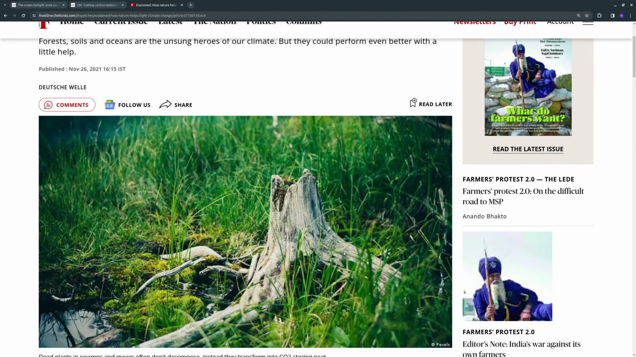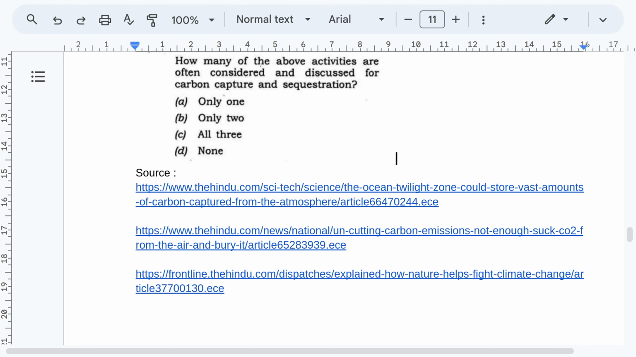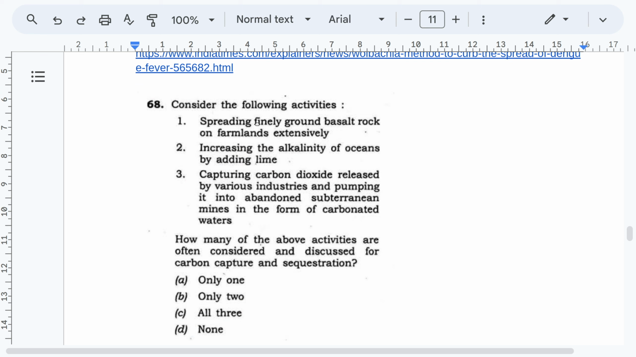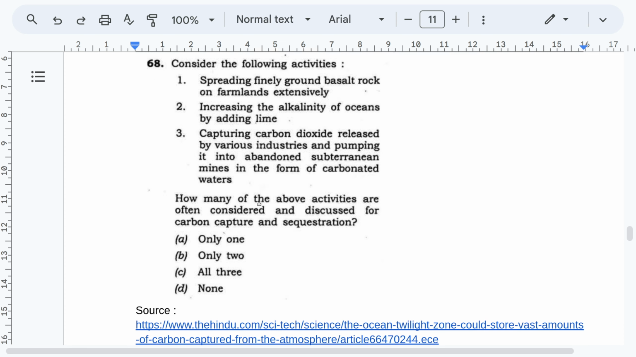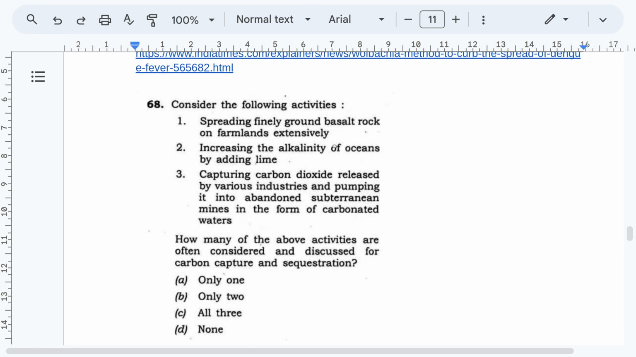So all these were discussed in various magazine articles or newspaper articles. So going back to the question, if you see, spreading finely ground basalt rock on farmlands extensively, increasing the alkalinity of oceans by adding lime, capturing carbon dioxide released by various industries and pumping it into abandoned subterranean mines in the form of carbonated water. All these were discussed in the news. So this is how you could answer the question.